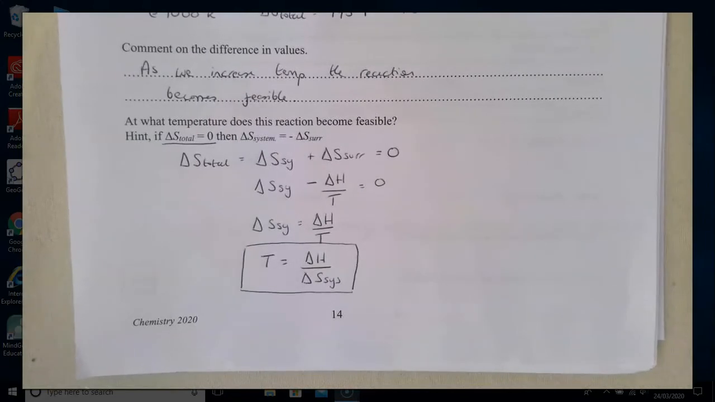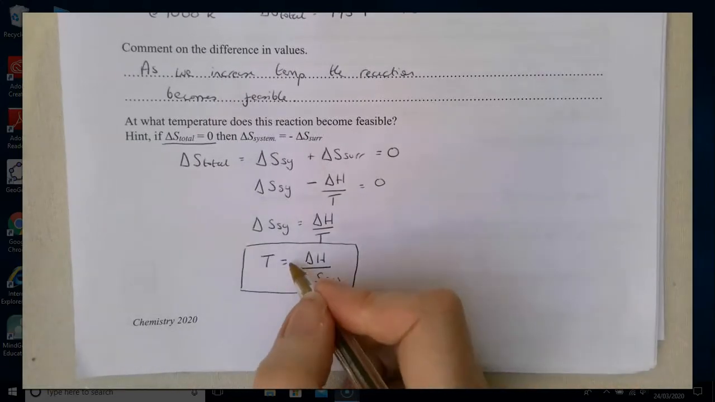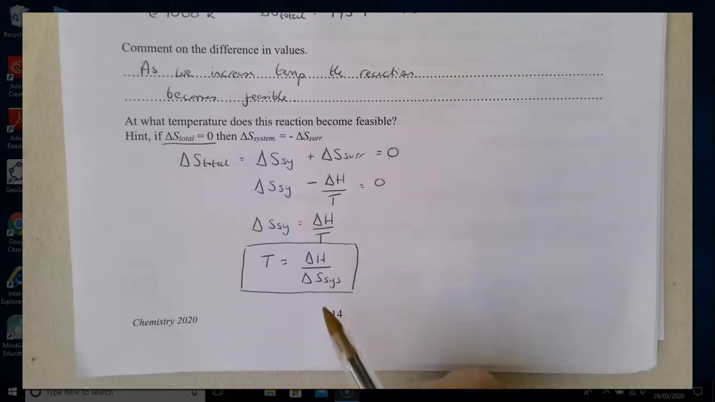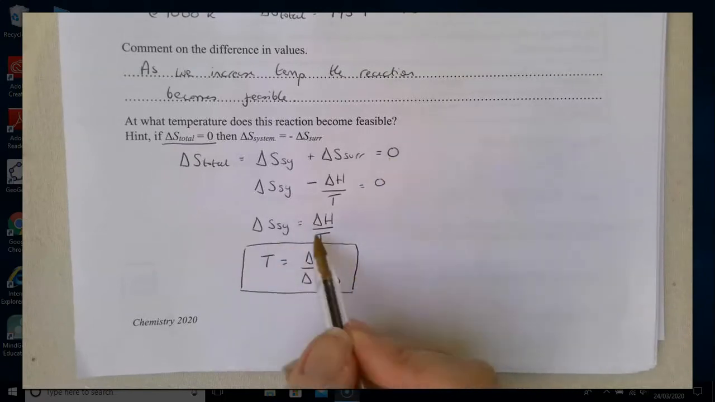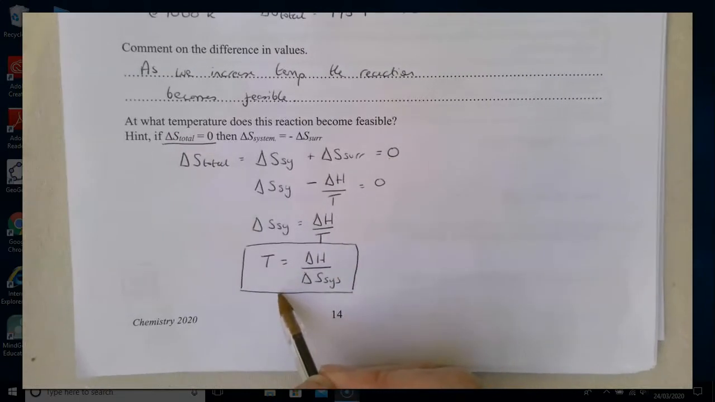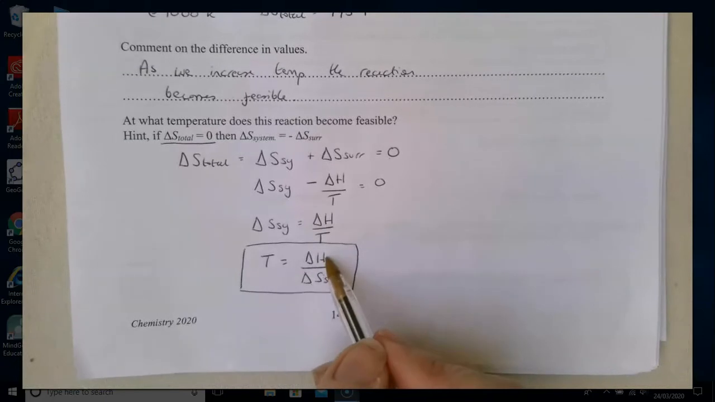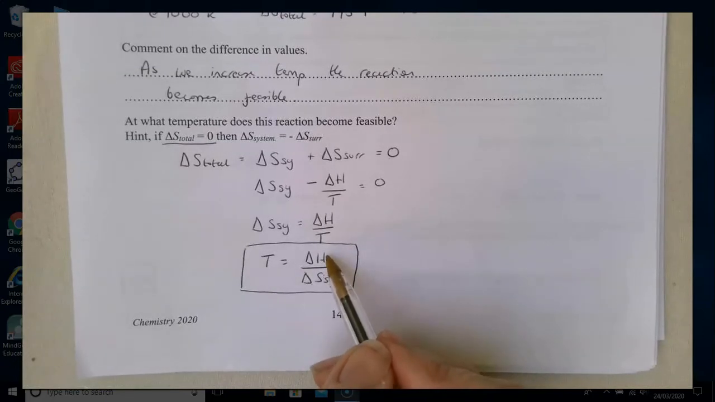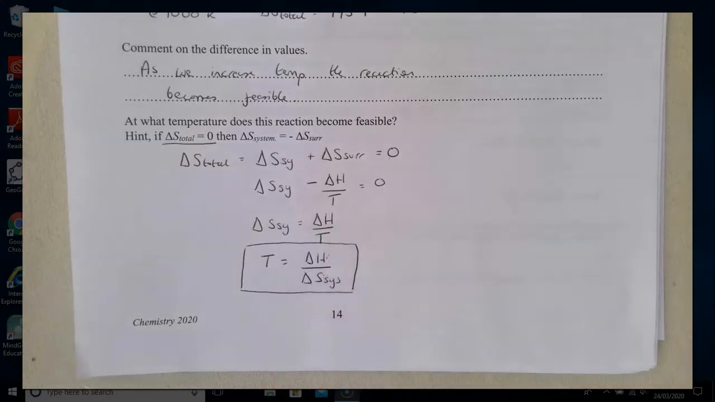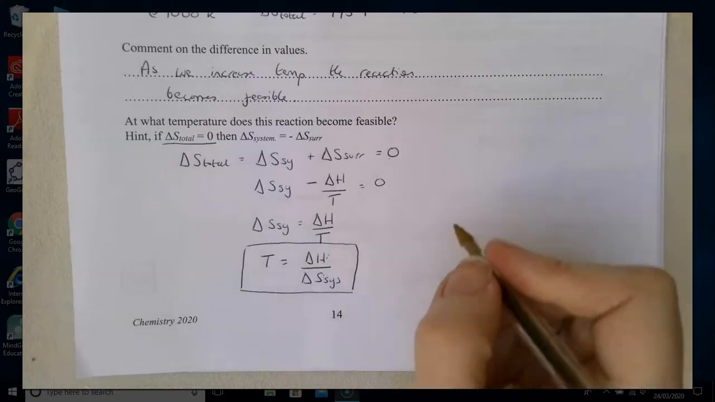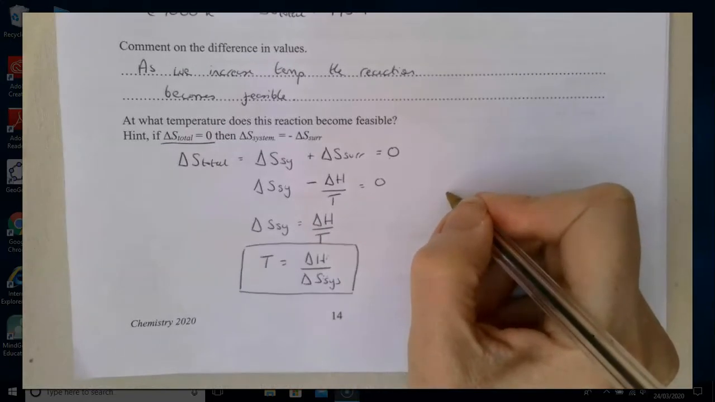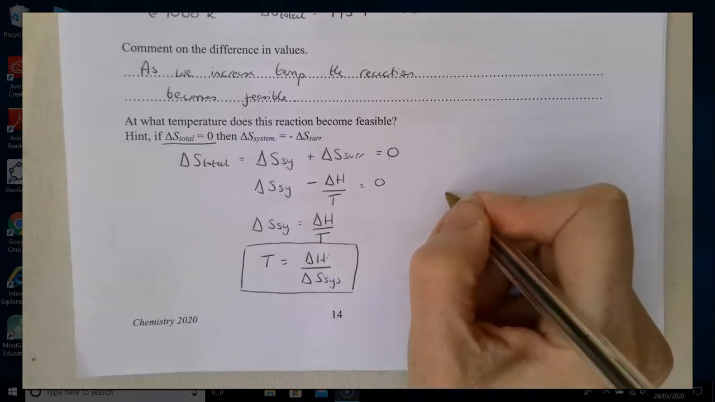Okay? So the temperature at which delta S total is 0, the tipping point, can be worked out through this little formula. So I'm just going to put that formula in there. Now I need to be very, very careful that I make sure I've got things in the right units. It doesn't matter if they're in kilojoules or joules, but I can't mix and match. So I can't have one in kilojoules and one in joules.